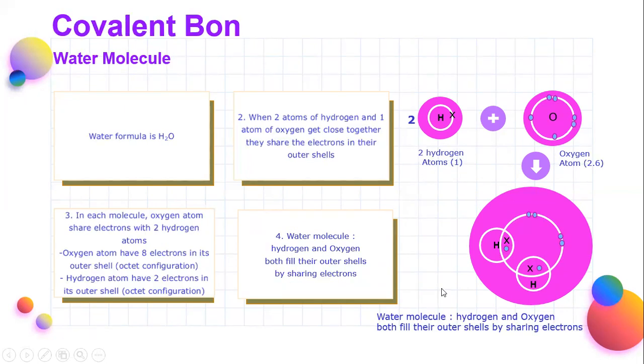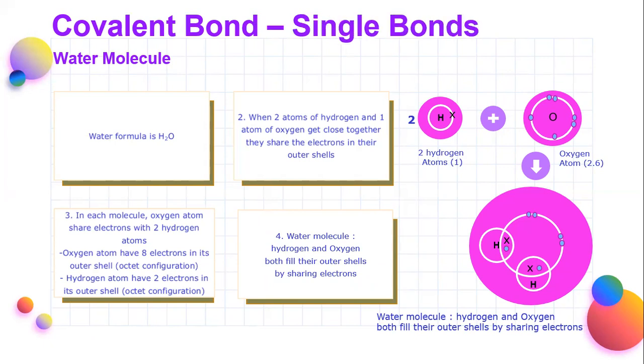Let's look into the water molecule. The formula for water is H2O. So when 2 atoms of hydrogen and 1 atom of oxygen get close together, they share the electrons in their outer shell. As you know, the oxygen atom has an electronic configuration of 2.6.